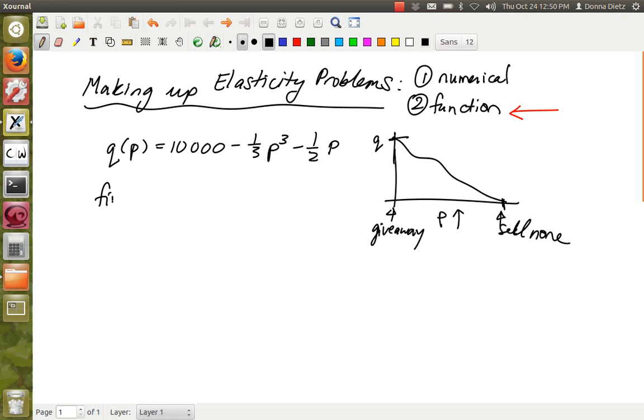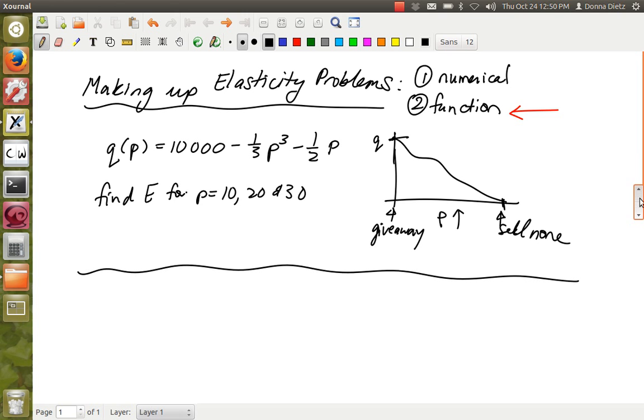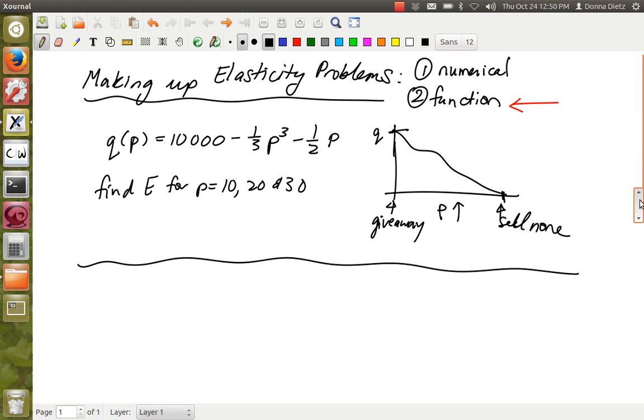Okay, I want you to calculate elasticity of demand for P is equal to 10, 20, and 30. And I didn't just pull those numbers out of the air, although it looks like I did. Actually, I went back, I made up this problem so that those values would work. So you start with your equation that you get off your formula sheet.